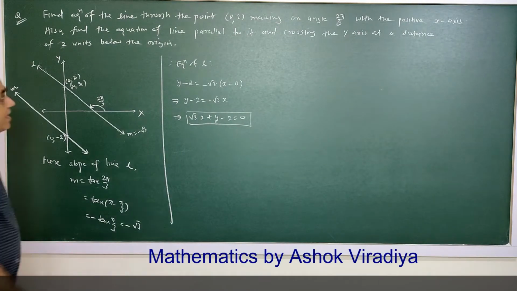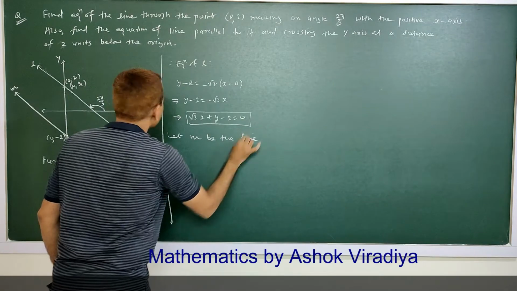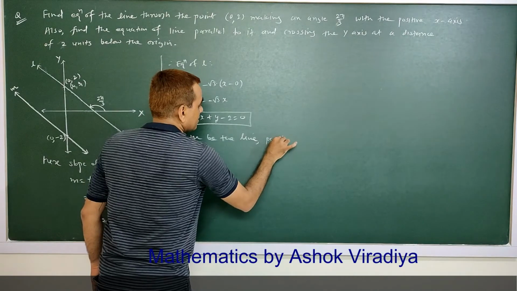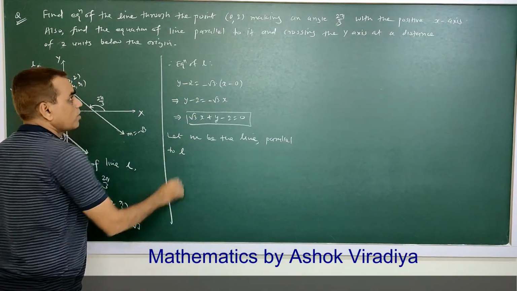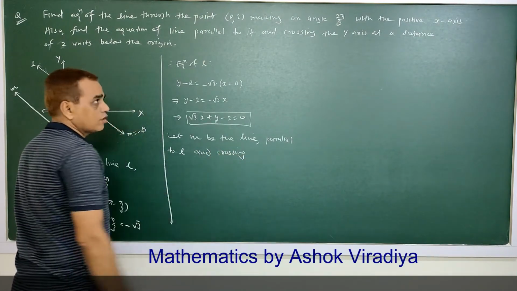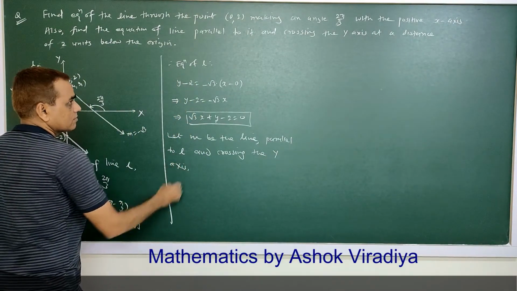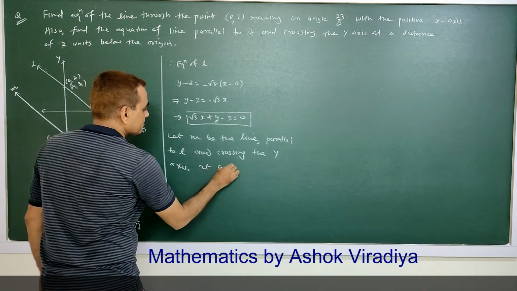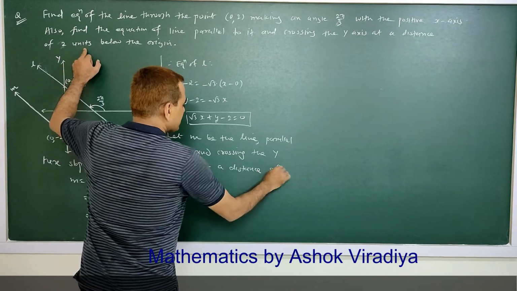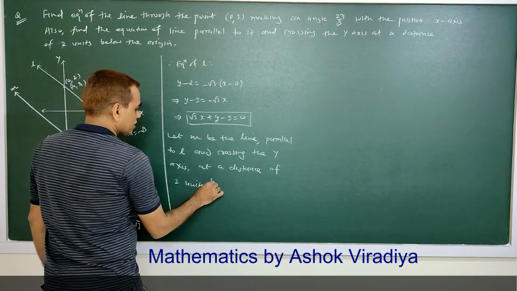So we say let M be the line parallel to L, and crossing the y-axis at a distance of 2 units below the origin.